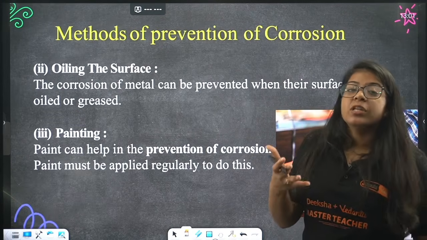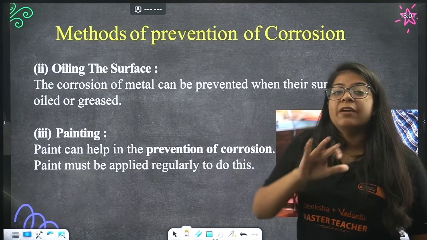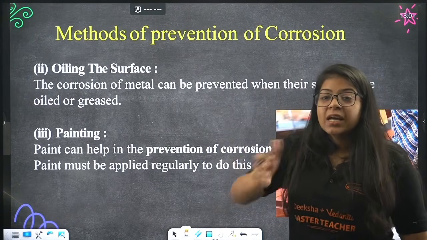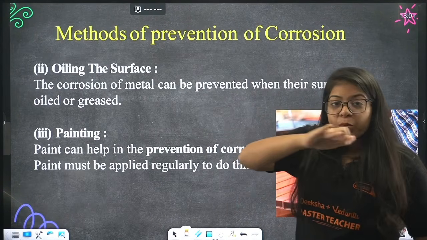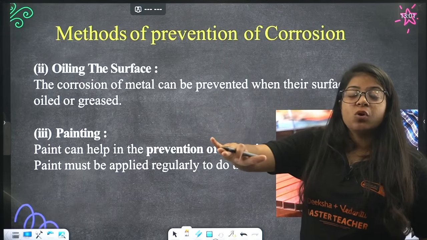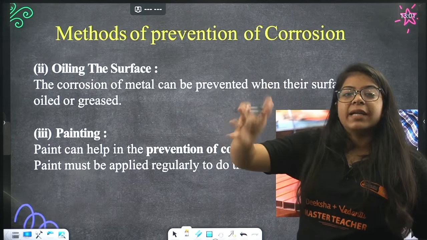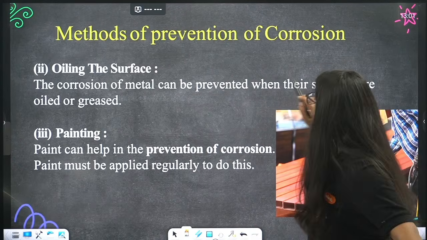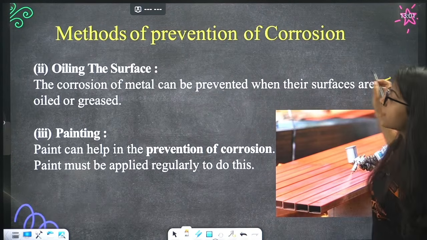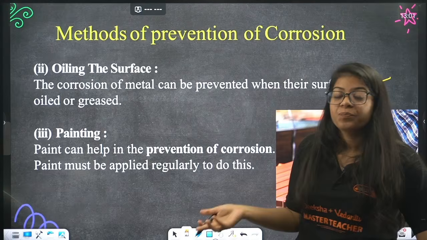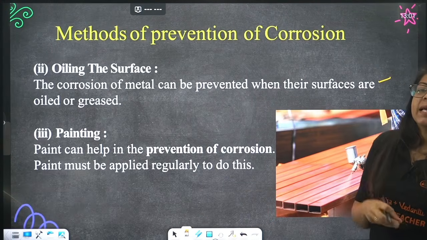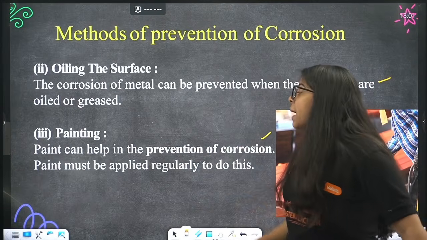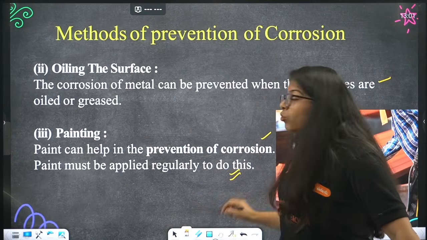Next, we have oiling the surface. Before corrosion happens, if you oil that surface regularly, you grease it, you oil it, then the oil makes a protective layer on the metal to protect it from gases, water, moisture, and acid. So the corrosion of metal can be prevented when the surfaces are oiled or greased. Or painting. Painting can also help in the prevention of corrosion. Paint must be applied regularly to do this.